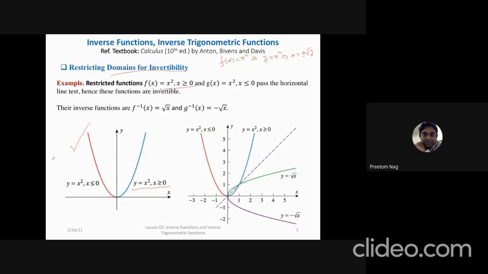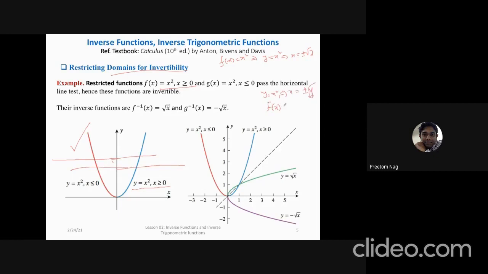And then if you draw a horizontal line, the red graph will cut at only one point. If you draw a horizontal line, the blue graph will cut at only one point. Okay, so the red graph cuts at one point, and the blue graph cuts at one point. So they will have inverse functions. Now we'll check what this inverse function will be. For the case of y equal to x square, as you know, x will be equal to plus minus square root of y.